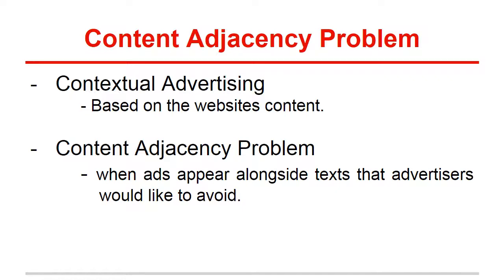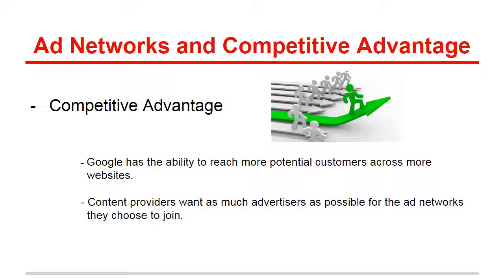To avoid these kinds of adjacency problems, networks provide opportunities for both advertisers and content providers to screen out getting paired up with certain vendors, websites, or categories. Advertisers can also use negative keywords, which tell the network to avoid showing these ads when these words appear. Google's competitive advantage is having the ability to reach more potential customers across more websites. These are what content providers are looking for. They want as many advertisers as possible for the ad networks they choose to join.